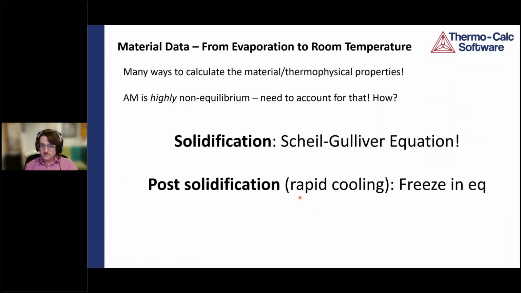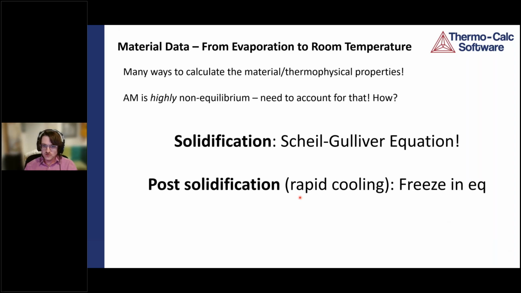Okay, so I've talked a lot about the material data. We calculate it, we need to get it. But how do we get it? And how do we make it the most accurate it can be for the given situation that we're dealing with? CALPHAD is historically an equilibrium calculation. So we're talking about thermodynamic equilibrium when we calculate all these properties.